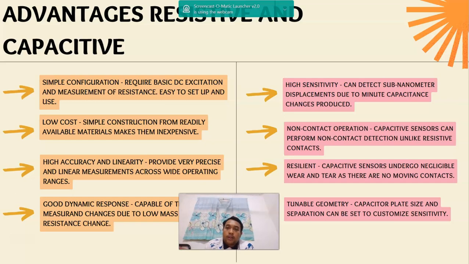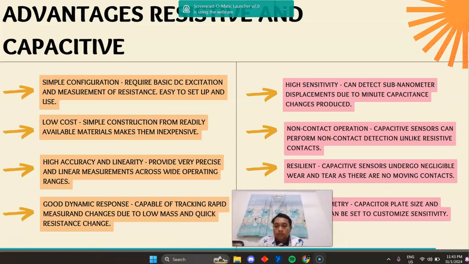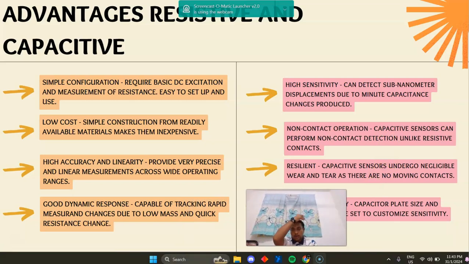Lastly, for the resistive sensor, good dynamic response, capable of tracking rapid measurement changes due to the low mass and quick resistance change.